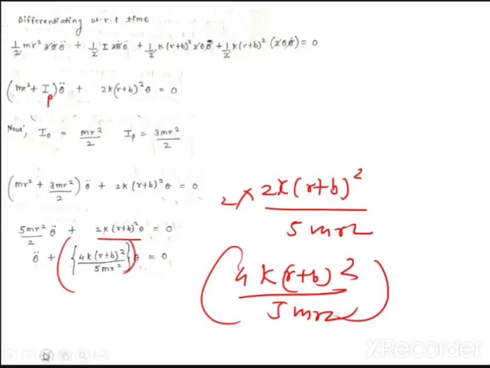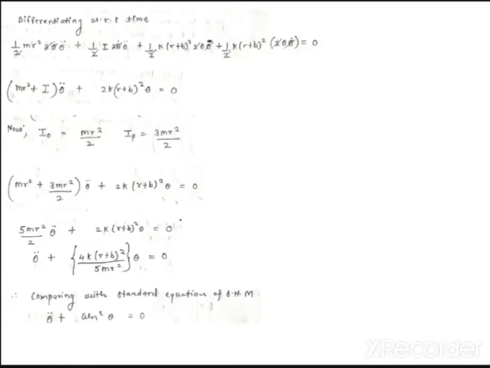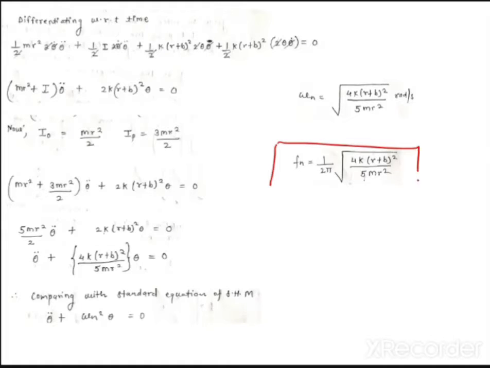This term is nothing but the natural frequency squared. So compare with the standard equation of simple harmonic motion, theta double dot plus omega n squared theta is equal to 0. You are getting omega n equal to the square root of 4k (r plus b) squared divided by 5 m r squared, and f n is equal to 1 upon 2 pi times the square root of 4k (r plus b) squared divided by 5 m r squared.